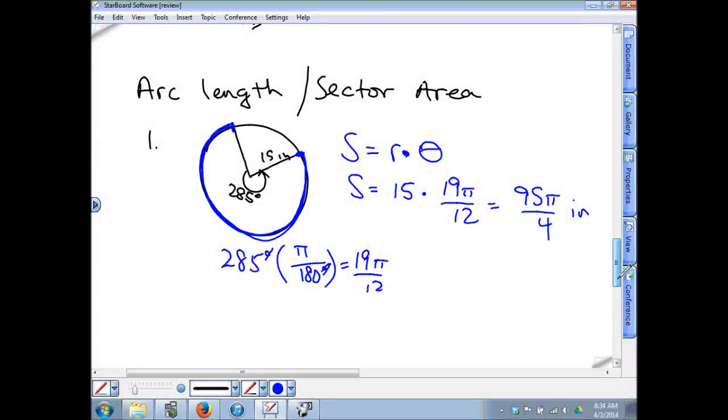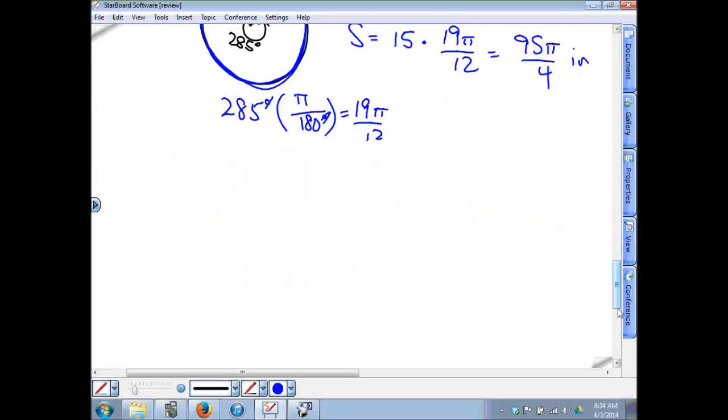Question 2 would be just like this one. You have to convert the angle measure into radians and then multiply it by the radius. Okay? Question 3.